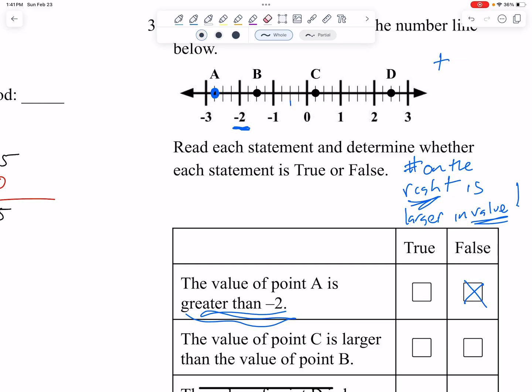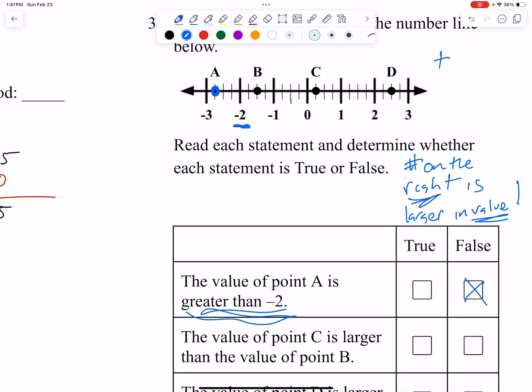So that is not negative. It's not going to be bigger than negative 2. It's going to actually be smaller, in terms of value. So that's false. Let's look at the next one. Where are we at now?